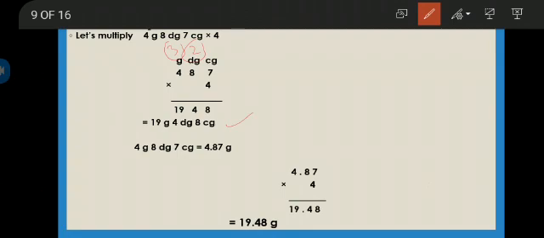Also we can do this by converting the measures into gram. That is 4 gram, 8 decigram, 7 centigram is equal to 4.87 gram. Then now you multiply by 4 and get 19.48 gram. Okay.